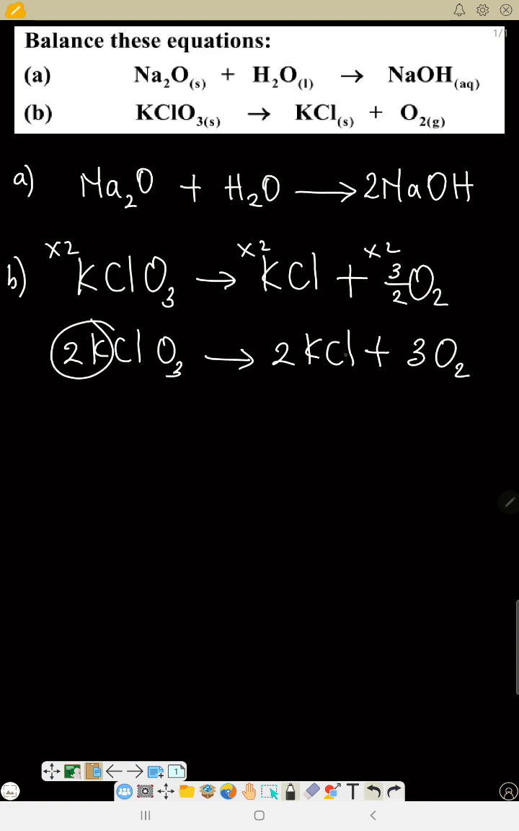So I have 2 potassium, 2 potassium, 2 chlorine, 2 chlorine, because this 2 is multiplying this. 3 times 2, 6 oxygen, and also 2 times 3, 6 oxygen. So everything is balanced.